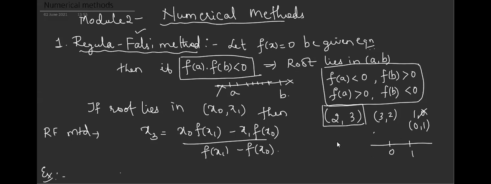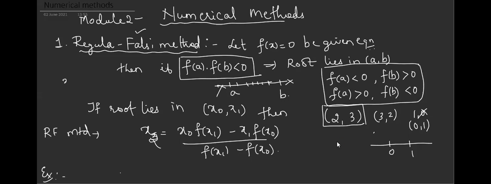Okay, coming to the part. Now if you have two values, you can find the next value. Sorry, this is not x3, it should be x2. So we just go on finding the values, we will not get the answer in one step. We have to go on repeating it. That is called an iterative process.